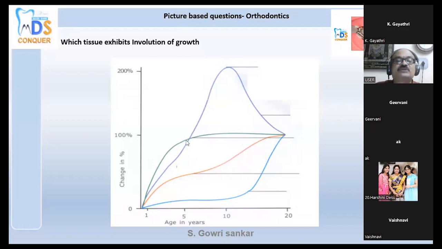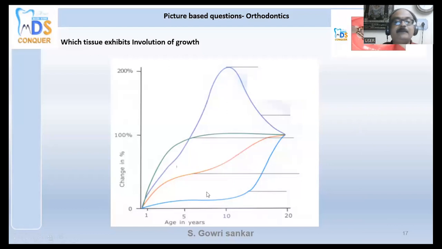What is the tissue that shows a plateau right from 5 years of age? That means around 95% of the growth is completed by 6 years of age, and 99% by the age of 9 to 10 years, then only 1% of growth occurs after this. The tissue showing regression is the lymphoid tissue. It grows to 200% of its size, and after puberty, it decreases to less than 100% of it.